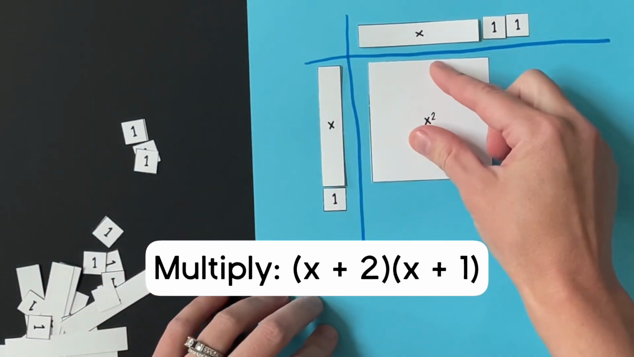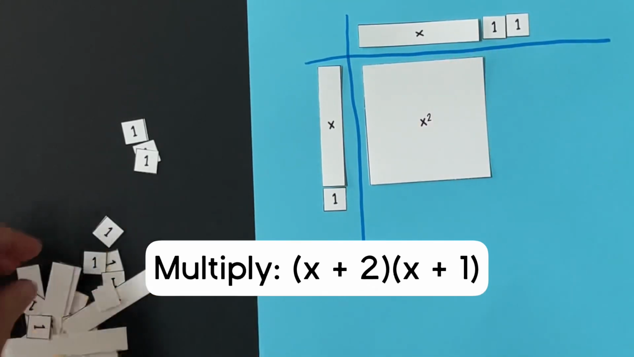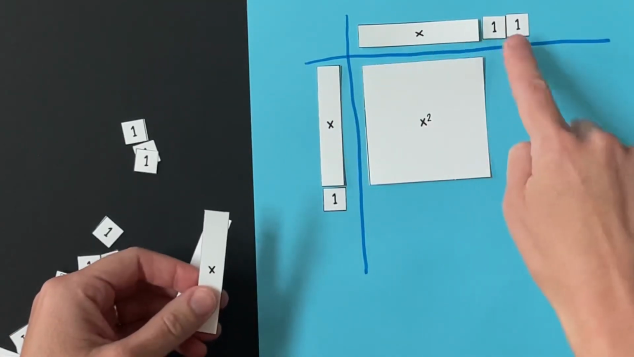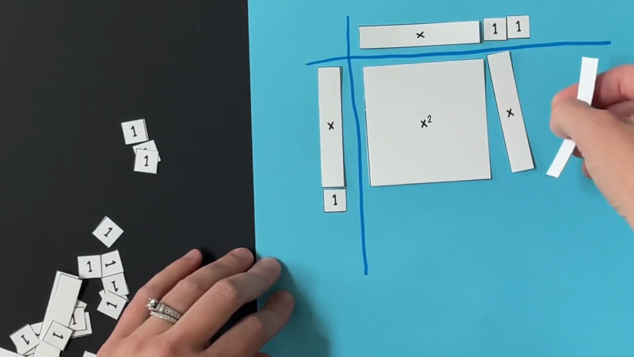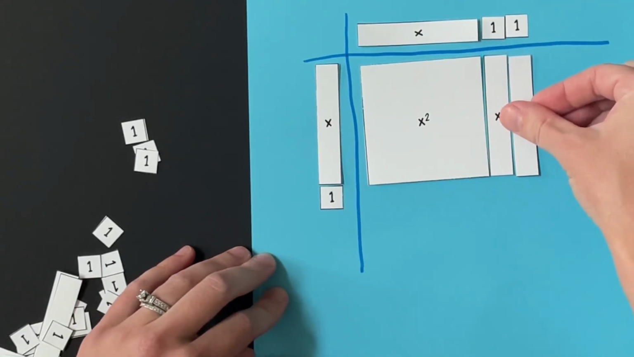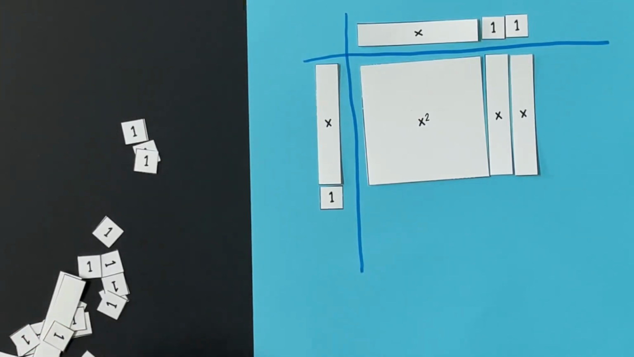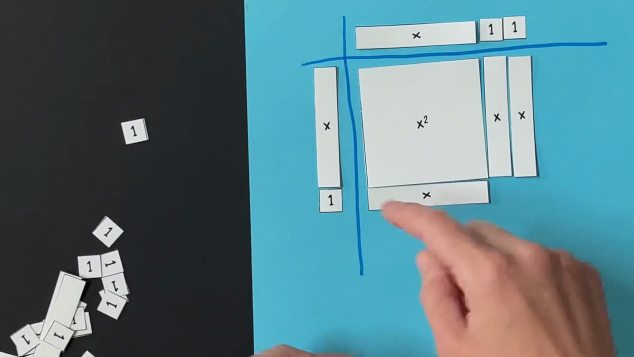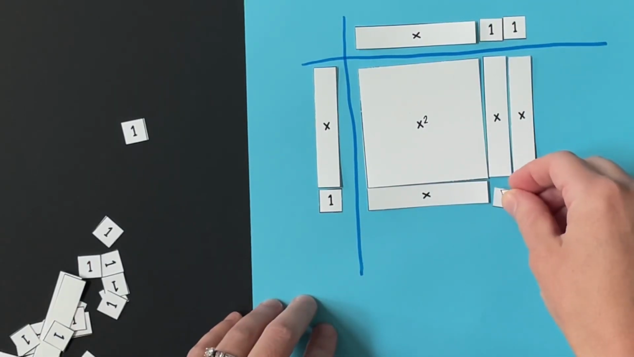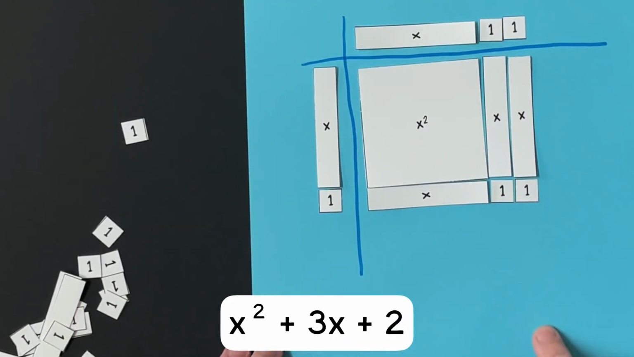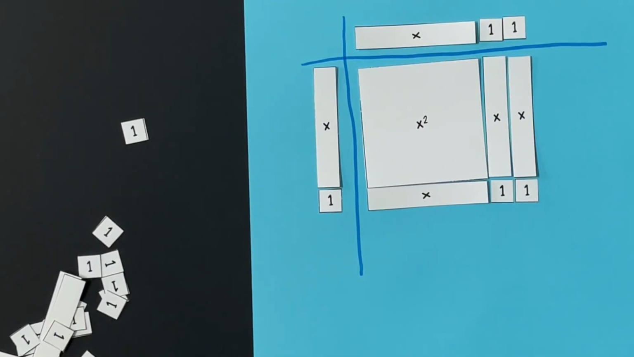Okay, x times x gives us x squared here, and you can see how it matches the dimensions. And then we're going to multiply x times these 2 units. So here we have 2x. Then we're going to multiply x times this 1 unit down here, which gives us another x. And then we'll multiply 2 units by 1 unit, and that will give us 2 units here. Now here is our solution represented as the area, x squared plus 3x plus 2.